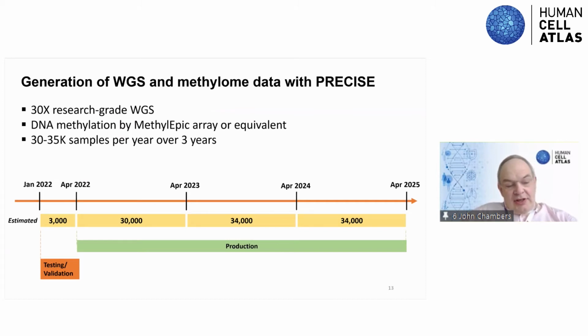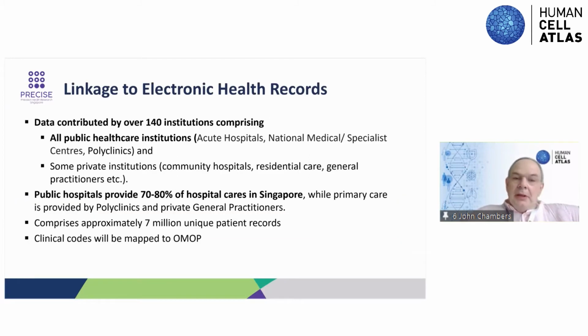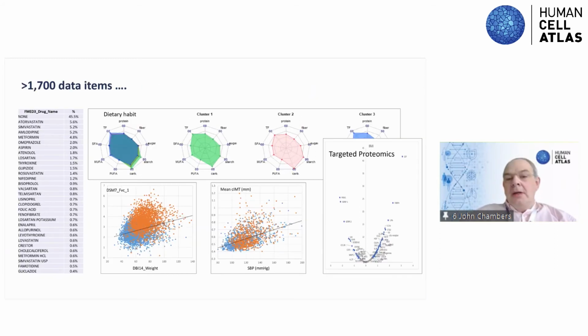The initial strategy for generating molecular data is summarized on this slide. We're funded for whole genome sequencing at 30x depth and for generation of DNA methylation profiles by EPIC array for all 100,000 participants. This will be completed by the end of 2024. A phenomenal resource for looking at structural and functional genomics in the multi-Asian population. We're linking up to the electronic healthcare records. Singapore's got high-quality electronic records with high coverage of the population. This will be a tremendous asset for strengthening clinical phenotypes and determining health outcomes.